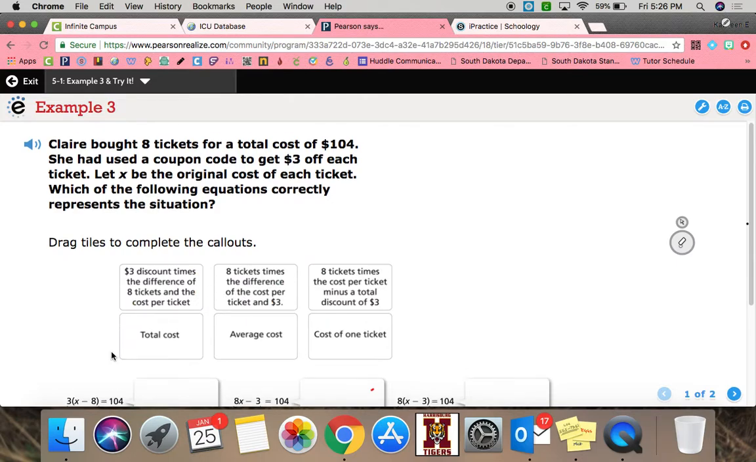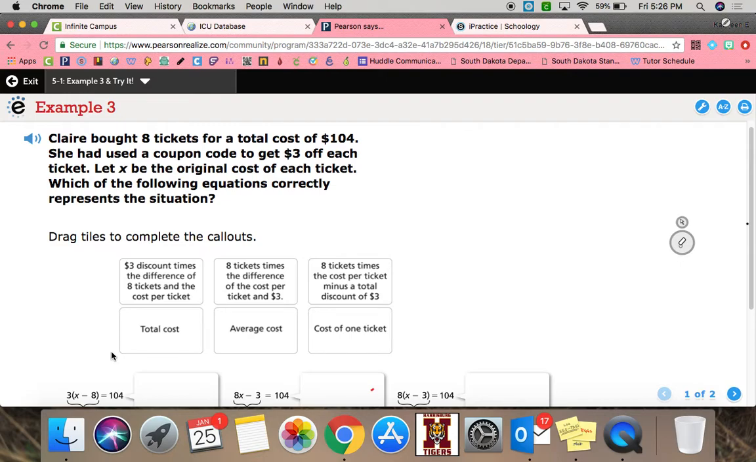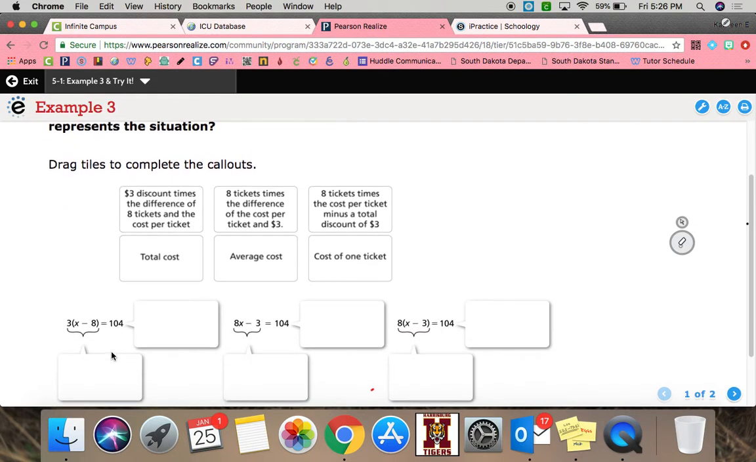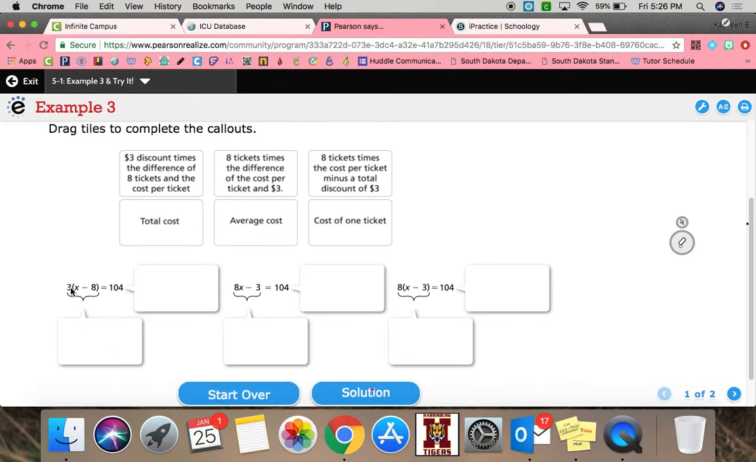Claire bought 8 tickets for a total cost of $104. She had used a coupon code to get $3 off each ticket. Let X be the original cost of each ticket. Which of the following equations correctly represents the situation? Okay, well, did she buy 8 of the same thing and then subtract 3 from it? Or bought 8 of the same thing?